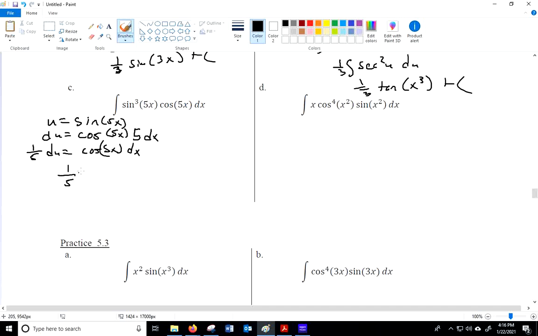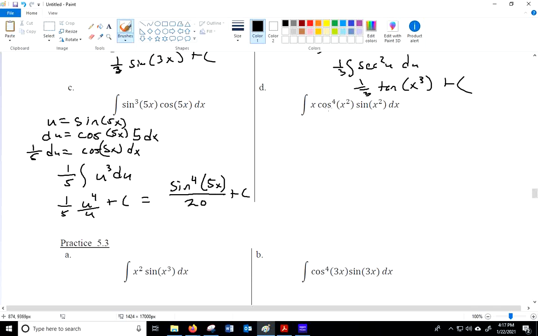So 1/5 times the integral of u cubed du is all I have left. So 1/5 times u to the 4th over 4 plus c. And if I clean that up a little bit and replace the u with sine, this becomes sine to the 4th of 5x over 5 times 4, which is 20, plus c.